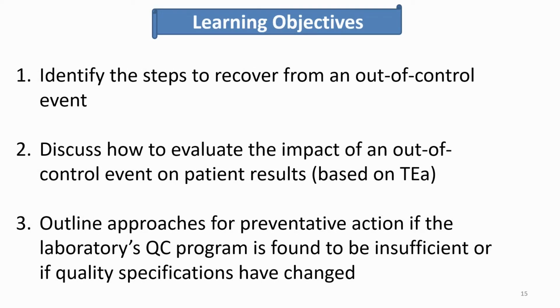These are the learning objectives for the presentation. We're going to identify the steps to recover from an out-of-control event, discuss how to evaluate the impact of an out-of-control event on patient results, and we're going to use the concept of allowable total error to discuss this. And then we're going to outline approaches for preventative action if we find that our lab's QC program is insufficient to identify an out-of-control condition, or if the quality specifications have changed, for example, in response to the new CLIA PT acceptability criteria.